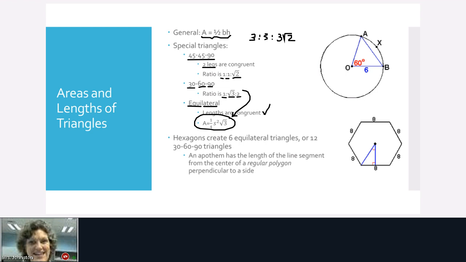Now, where can we use these? Well, hexagons are very special polygons. They create 6 equilateral triangles inside them. So if I drew all of the diagonals on a hexagon, it would divide the whole thing up into 6 equilateral triangles. It would go something like this.